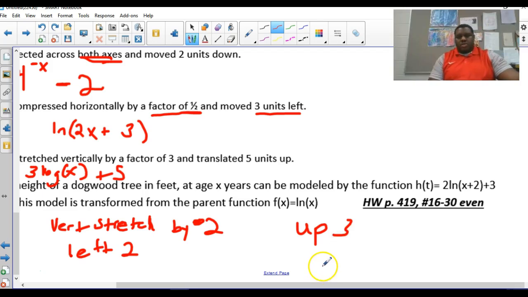All right, so the tree stretched taller. Excuse me, stretched taller. It moved, for whatever reason, the tree moved to the left. All right, I guess it grew to the left. All right, but it moved to the left by 2, and then it moved up 3. All right.